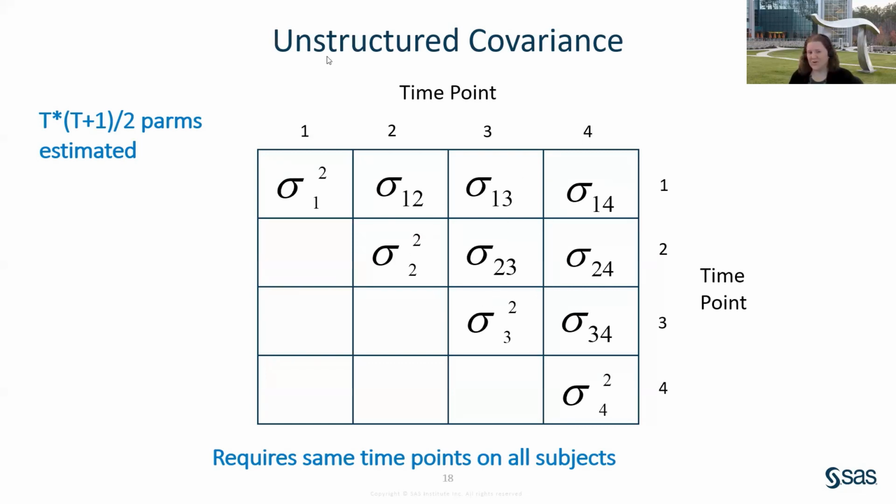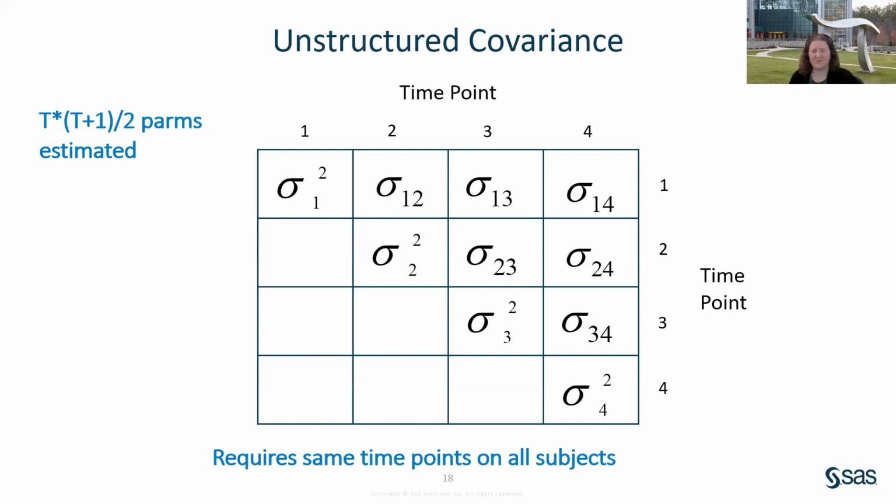This unstructured covariance also requires that you have the same time points on every subject. Let's say a little bit about that. Some of you may have data sets that are truly observational data. So you have repeated measures over time, but basically you get data on the person whenever they're available, right? And so in that case, you don't have the same time point on every subject.